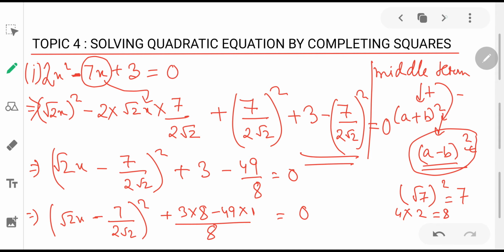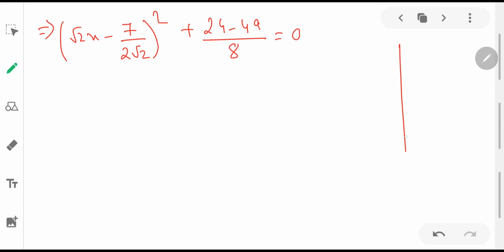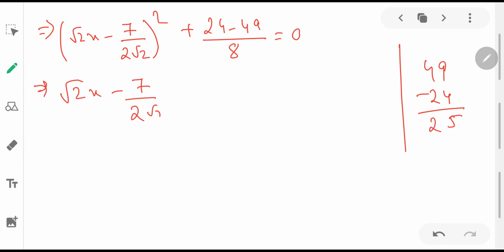Okay. So here we will just solve it. So 49 minus 24, it is how much? It is 25, 24 to 49, it is 25 here. So we will get root 2x minus 7 by 2 root 2 whole square. Here before the bigger number we have minus, so the sign will be minus, 25 by 8 equals to 0.